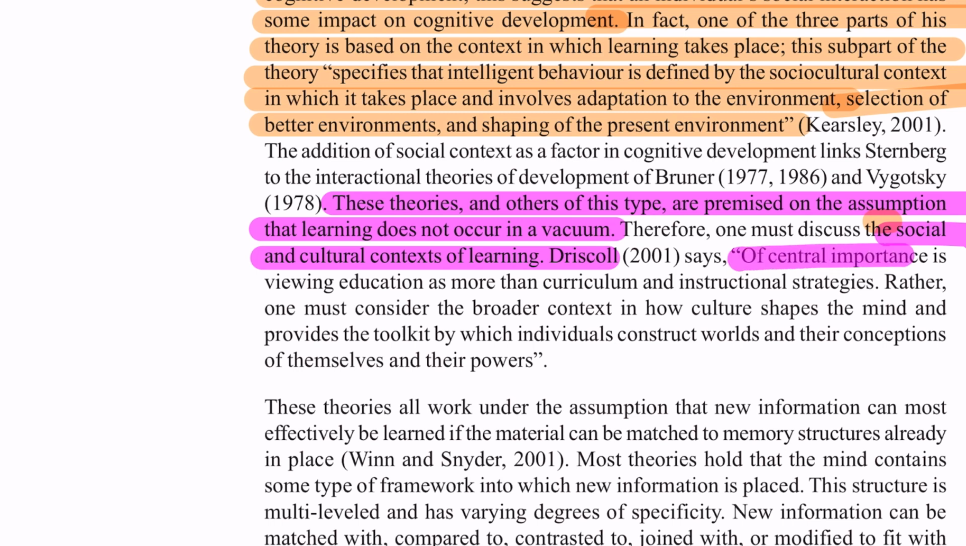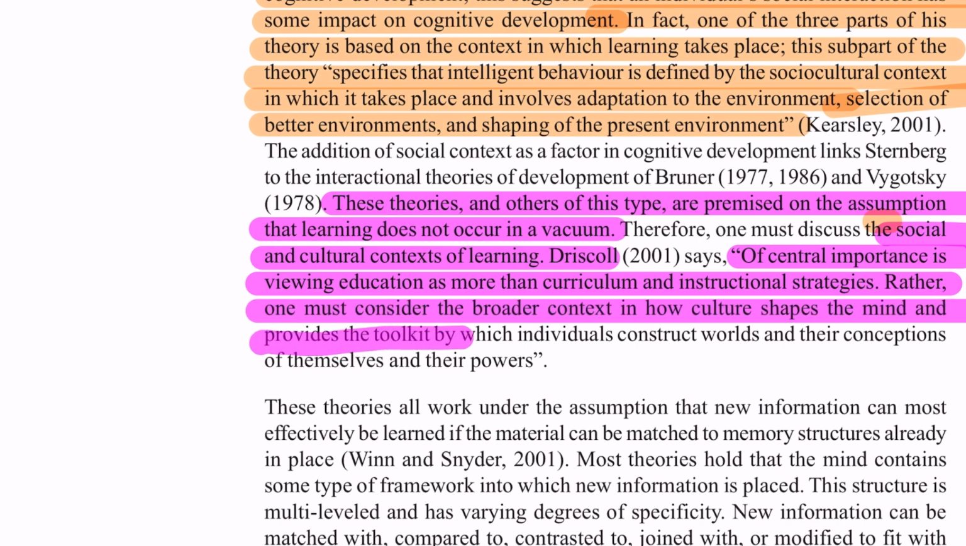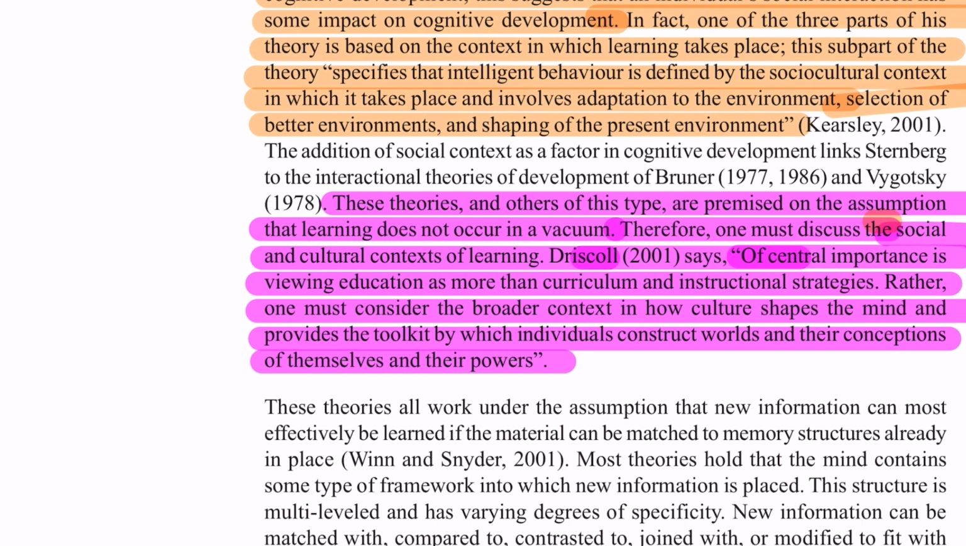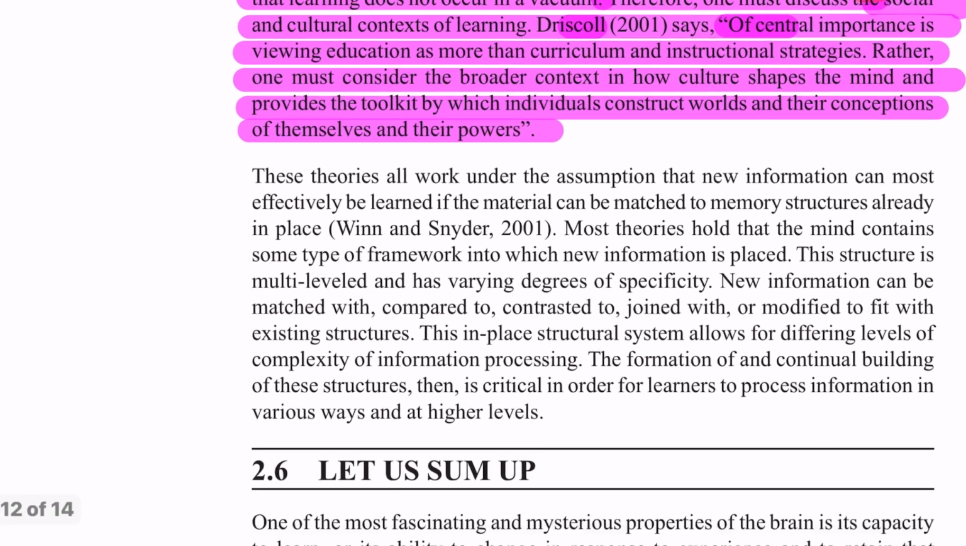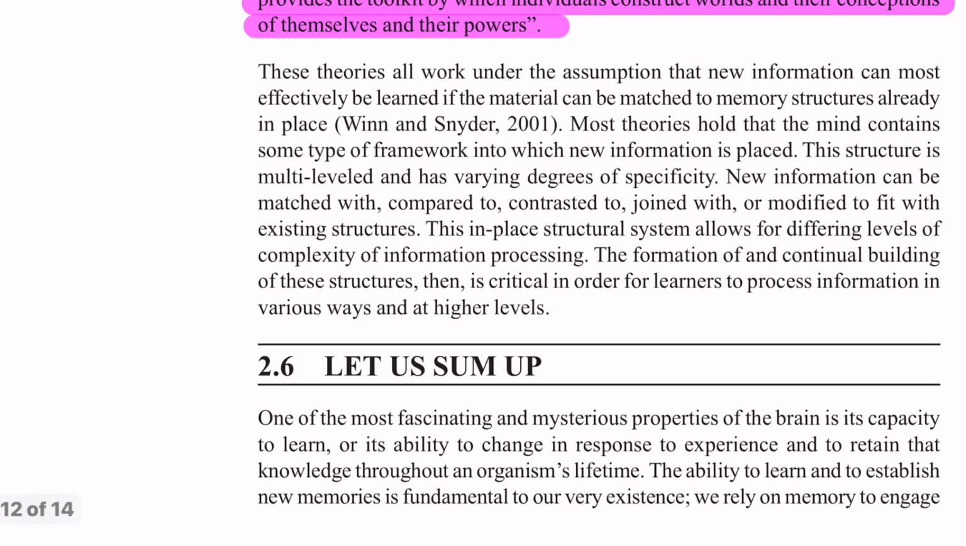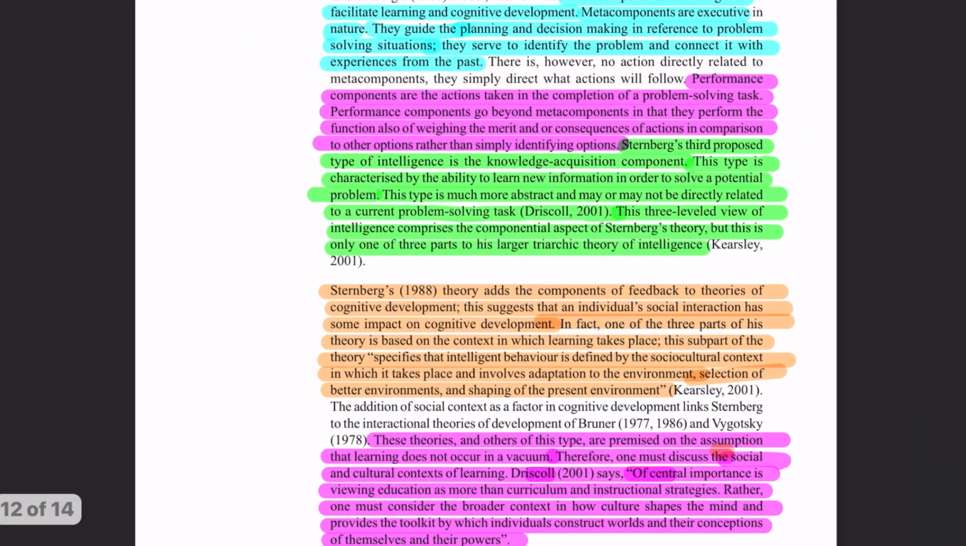Of central importance is viewing education as more than curriculum and instructional strategies. Rather, one must consider the broader context in how culture shapes the mind and provides the toolkit by which individuals construct their conception of the world and themselves and their powers. So context is also very important, and we have to consider social and cultural background also, because that can affect your learning process, right? So that is what these theories say. And now we are done with unit 2, and we'll come up with unit 3.